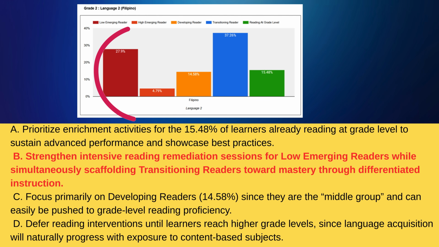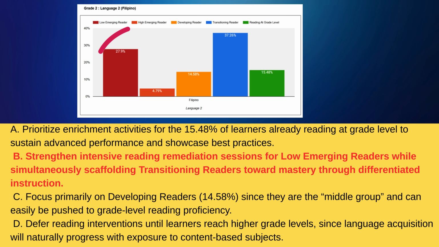Let's get its explanation. According to DEEP's CARP framework and reading remediation policies, the priority is to address struggling readers, low emerging readers, through intensive intervention, while also scaffolding learners in the transitioning stage, the largest group at 37.26%, to achieve grade-level standards. This ensures that interventions are both equity-driven, helping the lowest performing group, and efficiency-driven, supporting the largest cluster of learners nearing proficiency. Enrichment for those already at grade level, A, is important but not the most strategic priority.